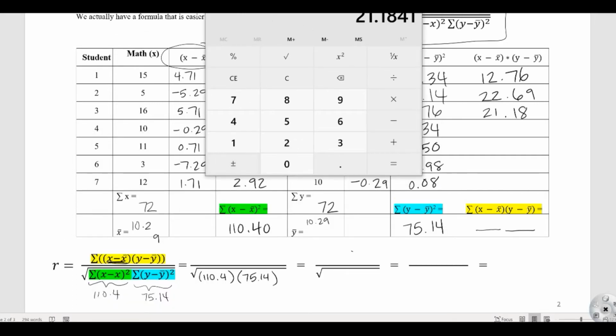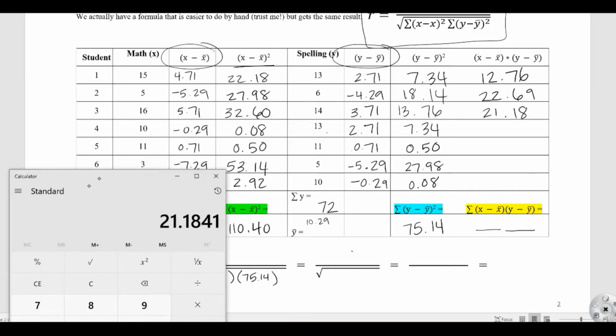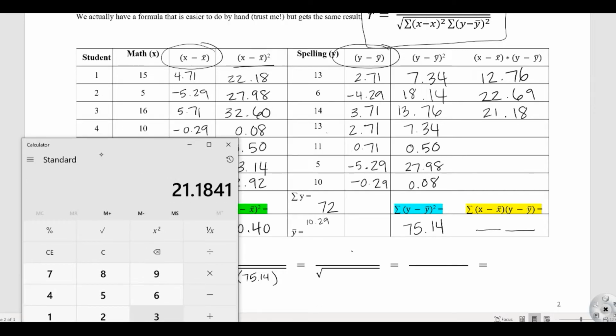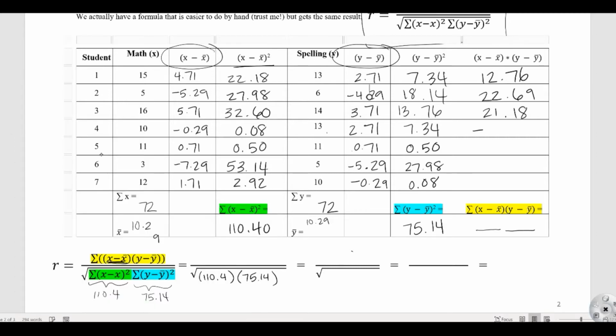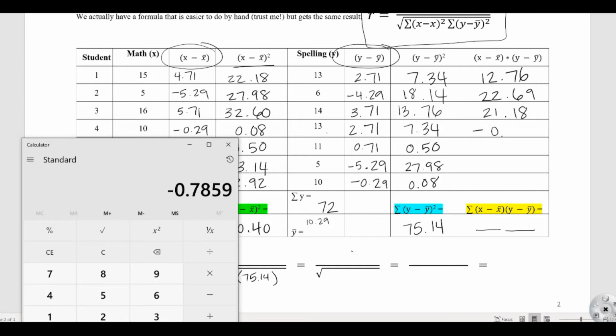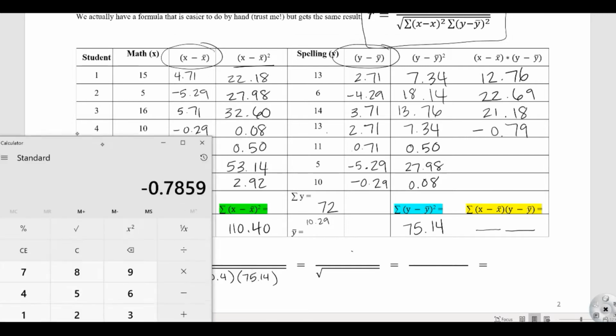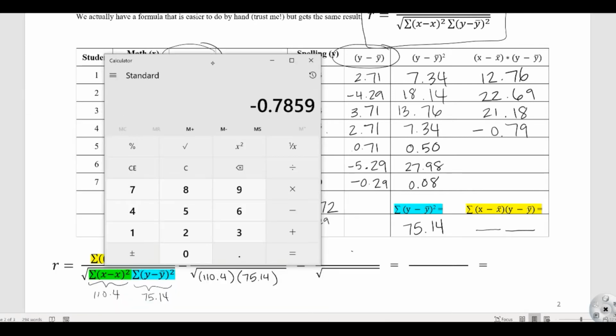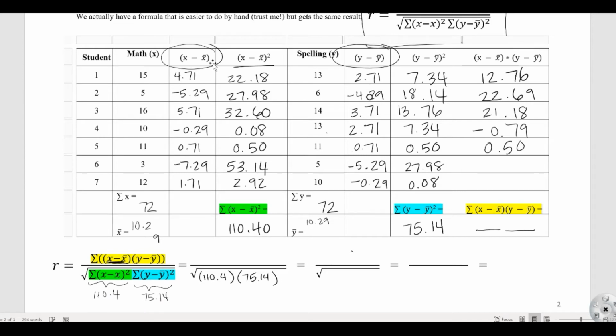Next up, negative 0.29 times 2.71. That one's positive, so we get negative 0.79. Next up, 0.71 times 0.71. Okay, so 0.50, right? Because this is 0.71 squared, so 0.50.